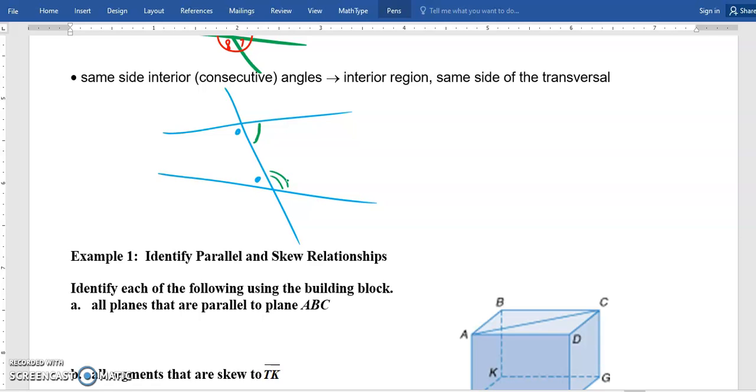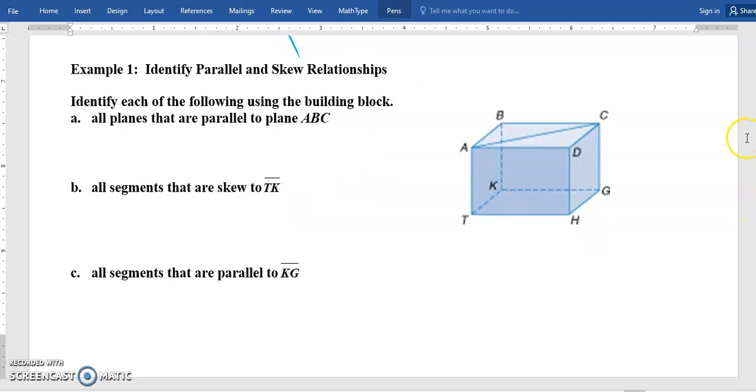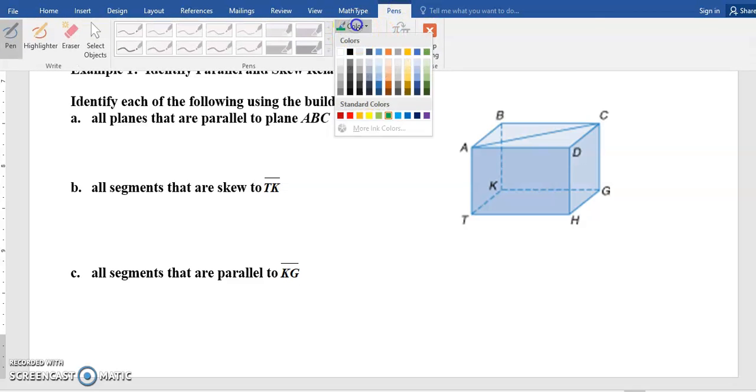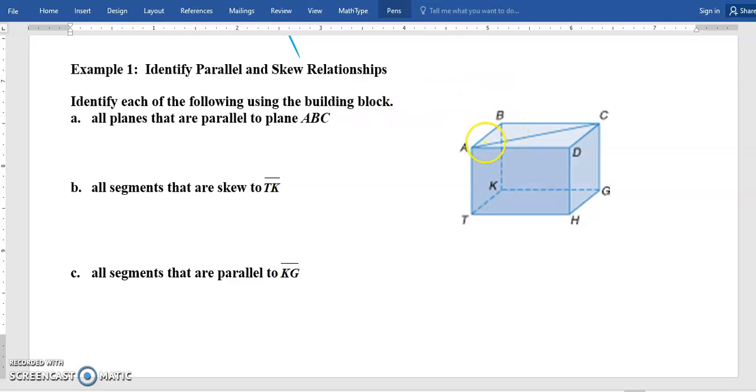So just a few quick little questions about some of that. We've got, identify all planes that are parallel to plane ABC. Now, plane ABC is, let me go with that light color here, like the top of the box. So what's parallel to the top of the box? The bottom of the box. Okay, so we just need to name that plane.